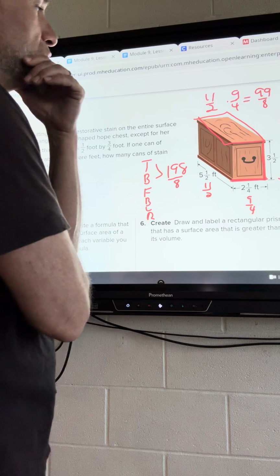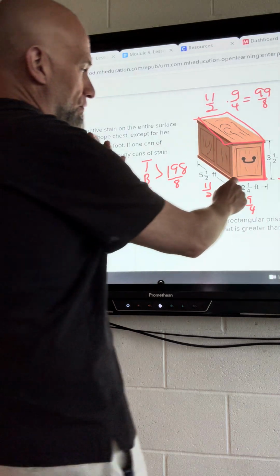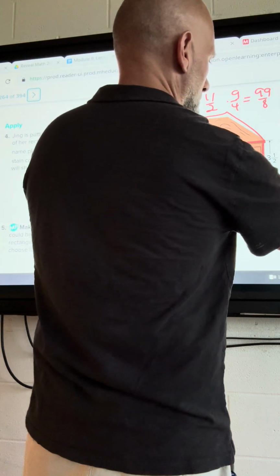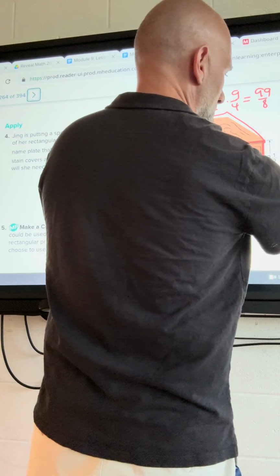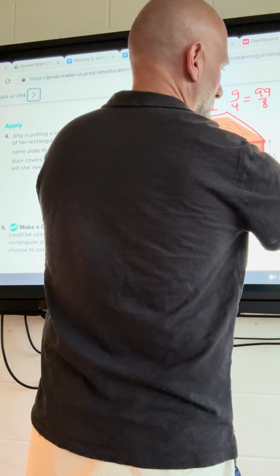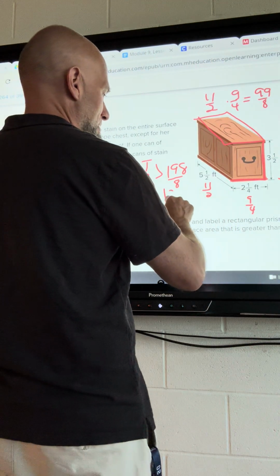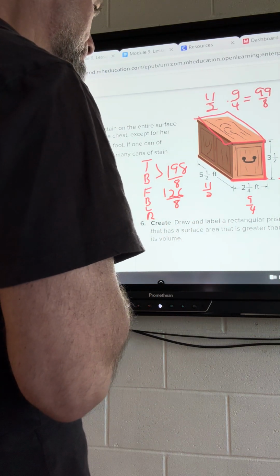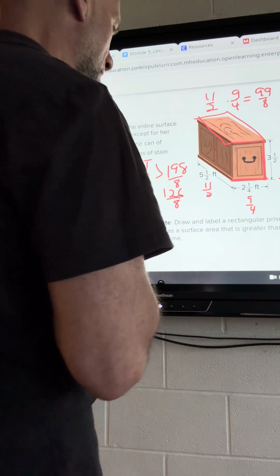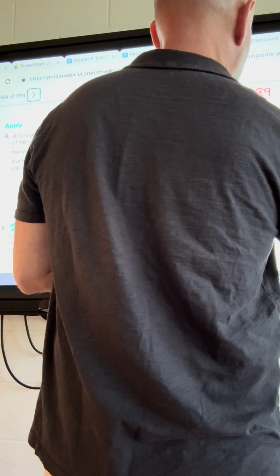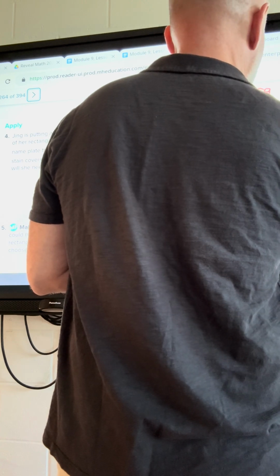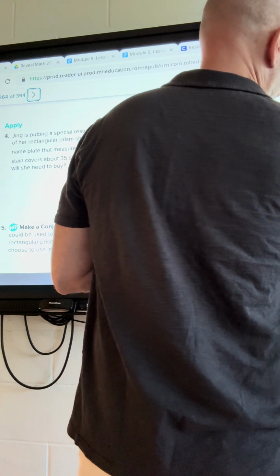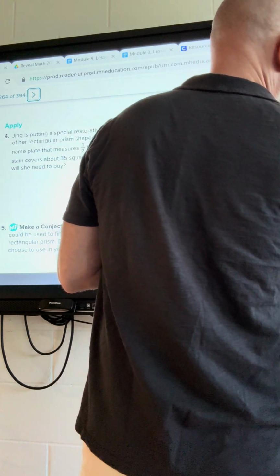Okay? When you do the front and the back, the front is 2 1/4 by 3 1/2, so it's 7/2 times 9/4. That will be 63 eighths, but then you'll have to double that, so it's going to be 126 eighths. And then the left and the right, 5 1/2 by 3 1/2, so 11/2 times 7/2, which will be 77 fourths, which would be, oh boy, 154 fourths.